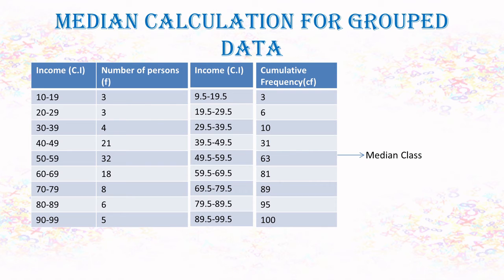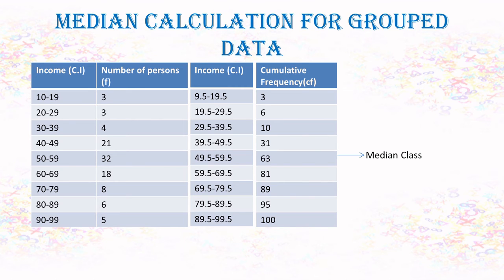Now once finding the median class is done, in this group of data we can't directly go back and see what the value is because it's a range of values. Here it's not one particular value, so we need to follow a particular formula to identify the median. First, let us look at the formula.